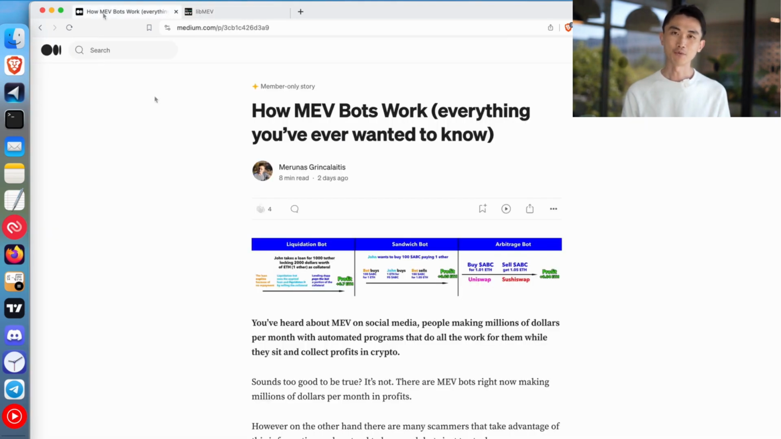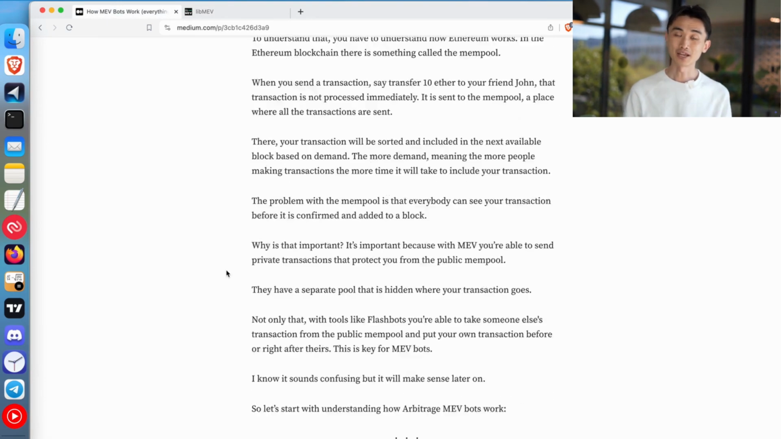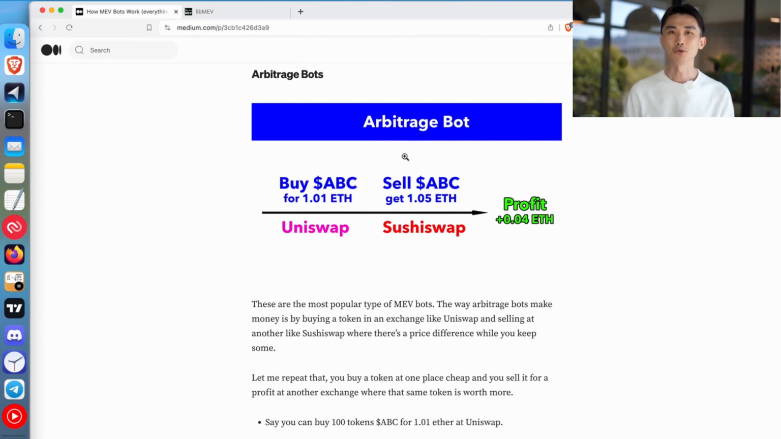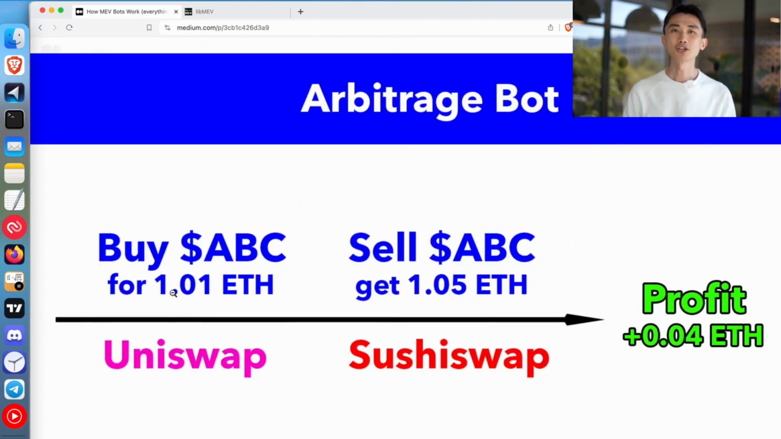The first one is arbitrage. It's the most common one. And as you can see here, it's very simple. You buy at one exchange like Uniswap, and you sell at another exchange like SushiSwap, and you make a profit. Let's say the token ABC, it's on Uniswap, and you can get 100 tokens for 1 Ether. And on SushiSwap, you can get 90 tokens for 1 Ether. Meaning on SushiSwap, it's more expensive.